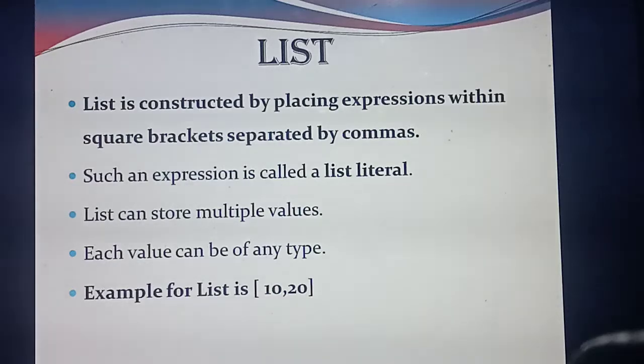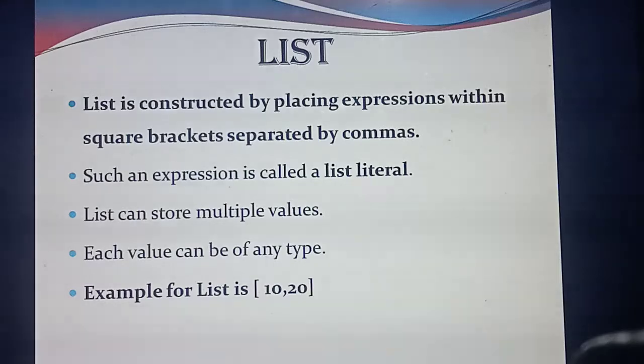For example, a comma b, then 1 comma 2. How many data types are there? A comma b comma c is which data type? Character. Then 1 comma 2 is which data type? Integer. Then 1.1, 2.2, which data type? Float. So a list can store any data type of value. Understood the 4 points? See the example: inside the square bracket they are giving 2 numbers, 10 comma 20.